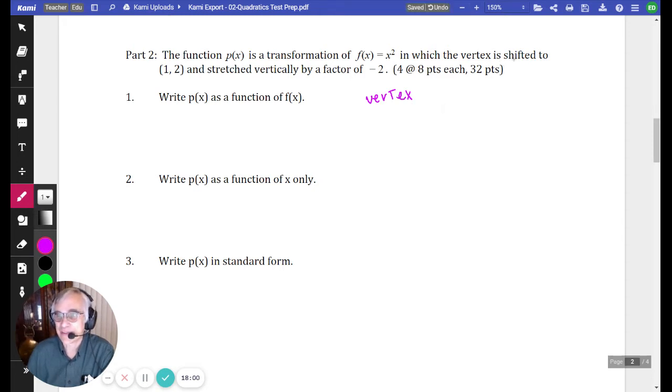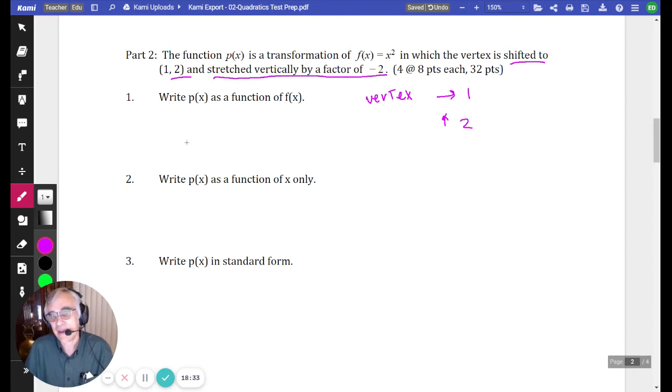So the vertex is shifted to (1, 2). The vertex has gone to the right by 1 unit. I say that it's to the right 1 unit because the parent function f of x equals x squared has a vertex at the origin. So if the vertex has moved to (1, 2), it's been shifted to the right 1 unit and up 2 units. And we have a vertical stretch by a factor of -2.